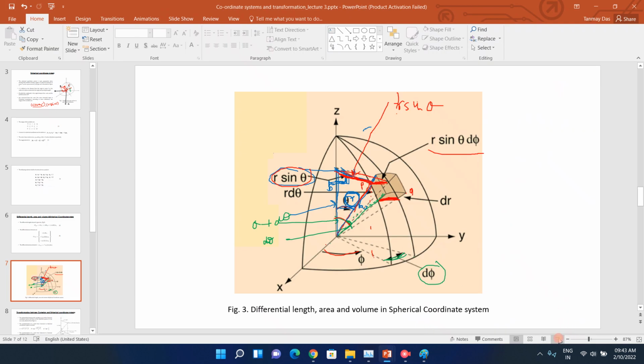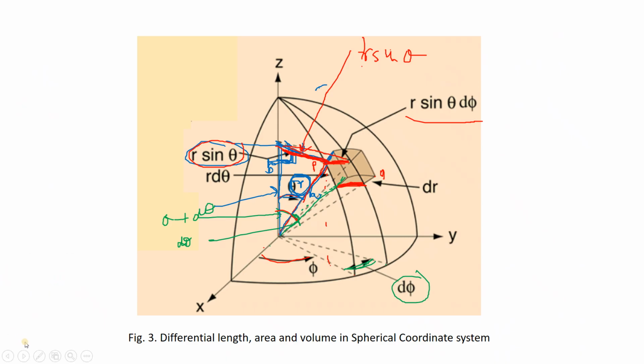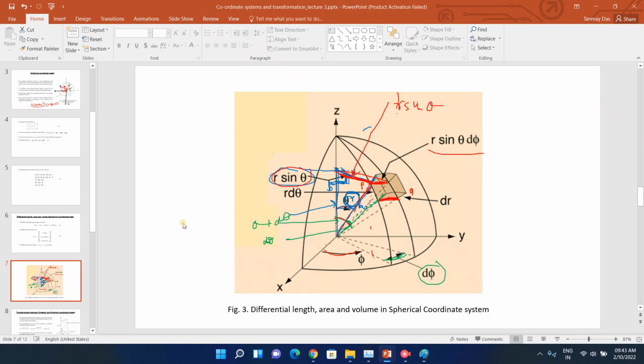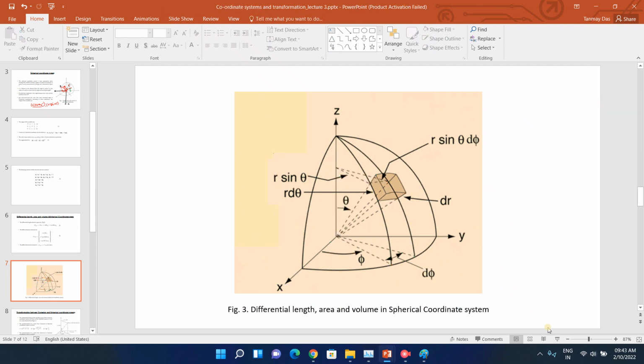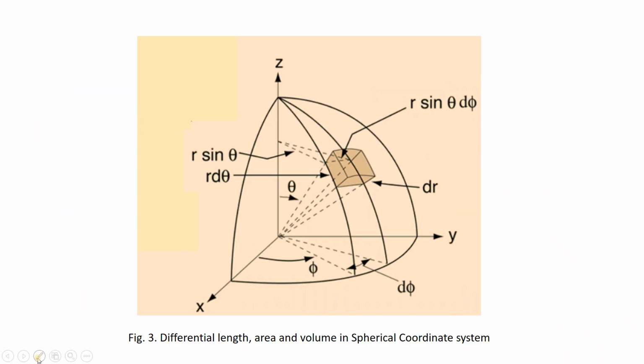Were you able to understand this part? Shall I repeat? One second. Am I audible? Yes, sir. Okay, so did you understand this part? Okay, let me explain once again.